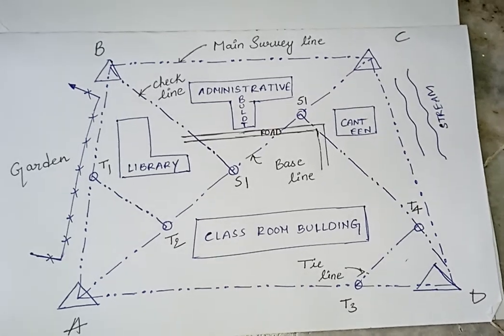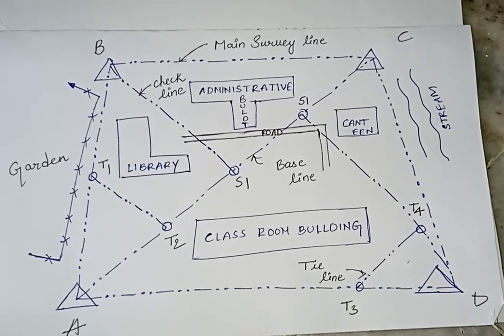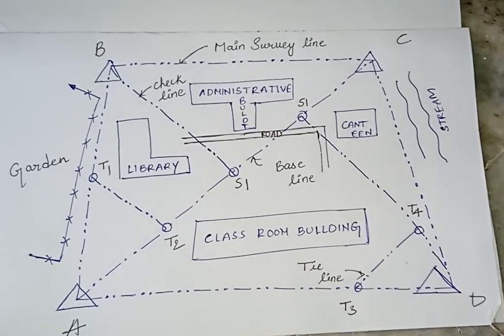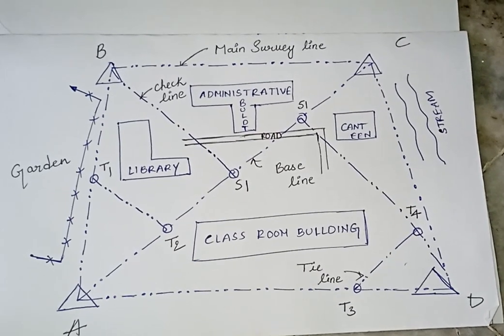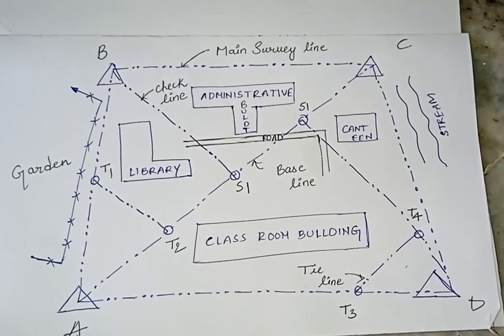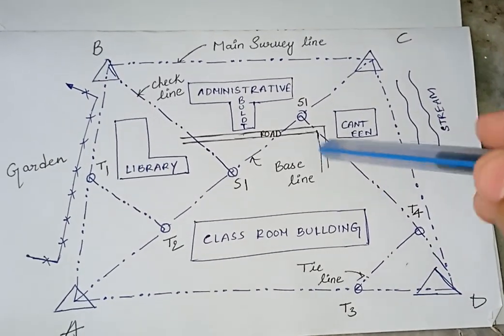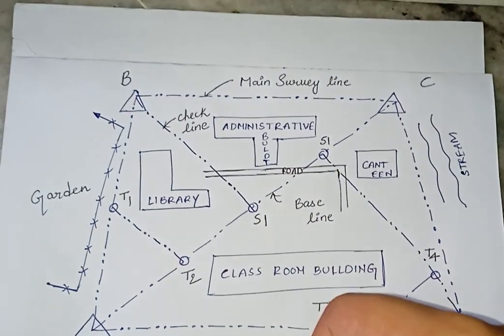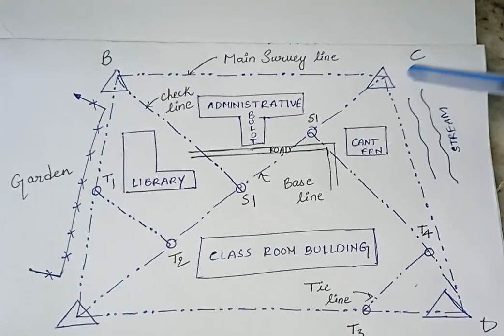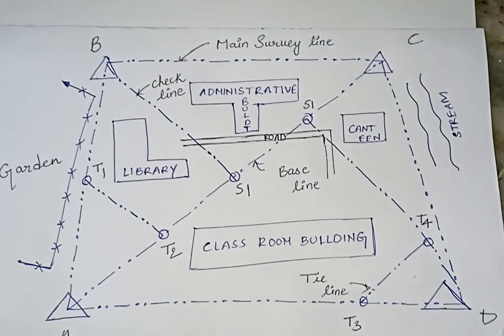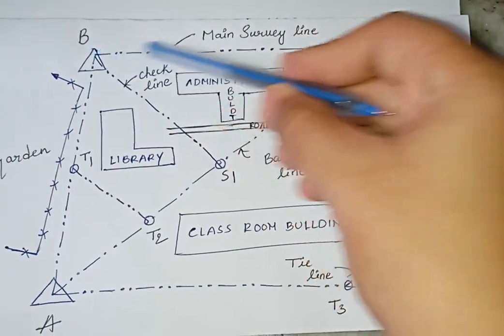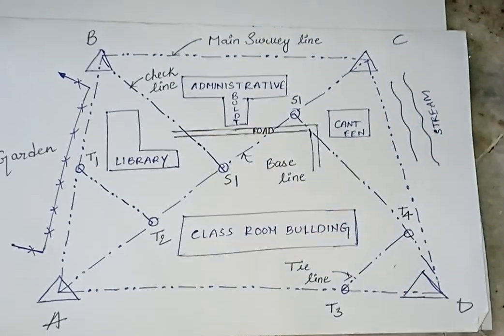First one, main station. The stations which are located along the boundary of an area as controlling points are known as main stations. The main stations are usually located on the boundaries of the area. In this figure, what are the main stations? A, B, C and D. These points are known as the main stations. These main stations are usually located on the boundary of an area.